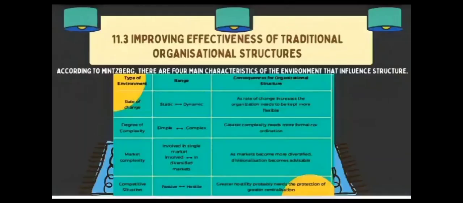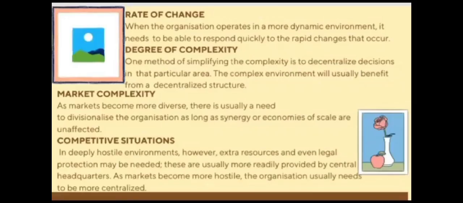The second one is the degree of complexity. Range: simple to complex. Pagiging simple to komplikado. Consequence for the organizational structure: greater complexity needs more formal coordination. Degree of complexity: one method of simplifying the complexity is decentralized decision in that particular area. The complex environment will usually benefit from a decentralized structure.